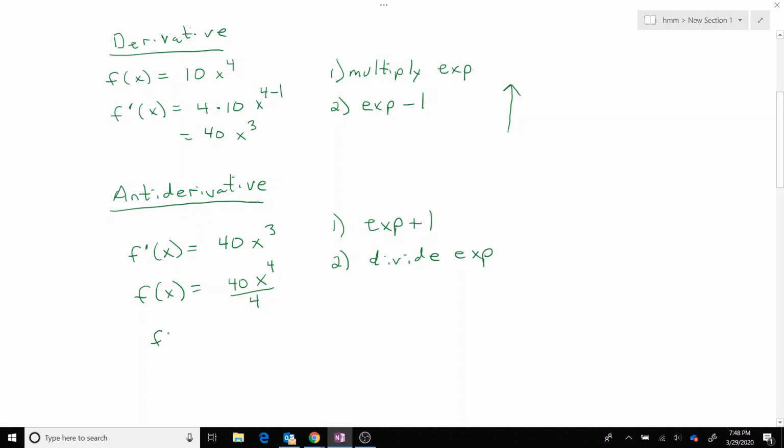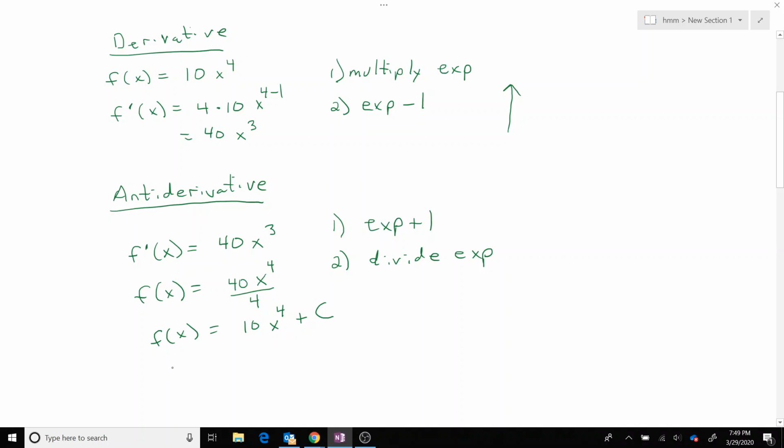So f of x would equal 10x to the fourth. But now also remember, there's an infinite number of possibilities. It would actually be 10x to the fourth plus some unknown constant. That constant might be 0, but it could be anything.